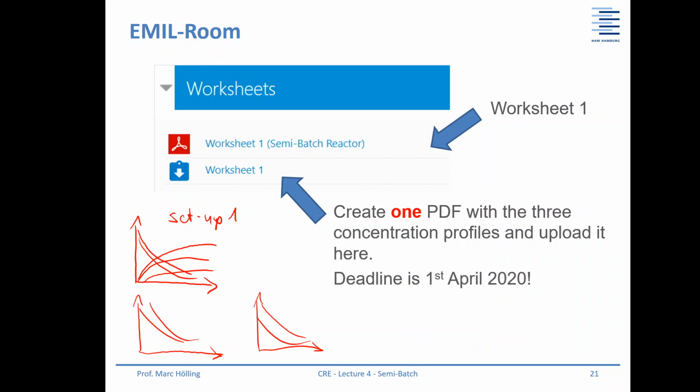And what I want is for you to put the 3 concentration profile diagrams into one PDF, and then please upload it in this worksheet to this Aufgabe, so that I can see how your concentration profiles look like. The deadline for this should be the 1st of April, midnight, so by end of next Wednesday you should upload your files. Okay, basically that's it. Good luck with the Euler Scheme and the Semi-Batch Reactor, and I'm looking forward to getting your concentration profiles. Take care and goodbye.